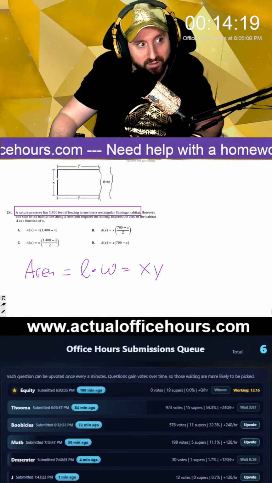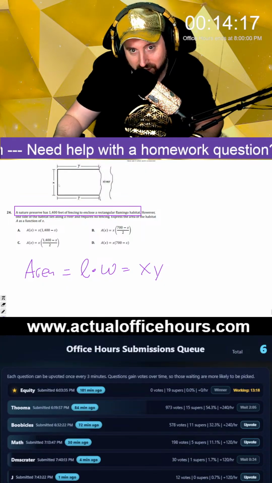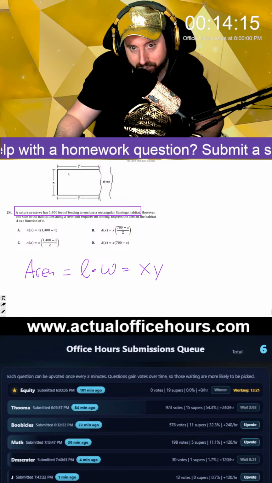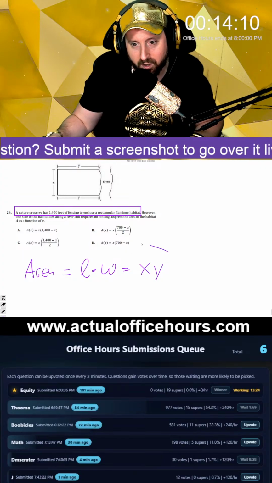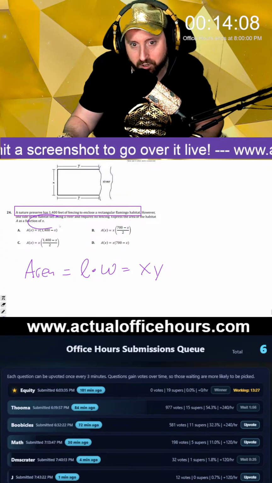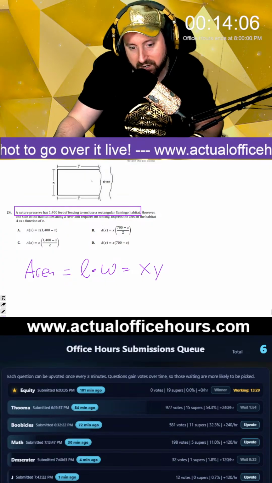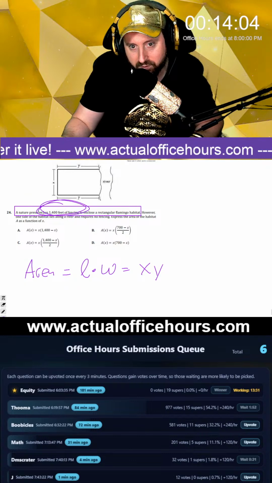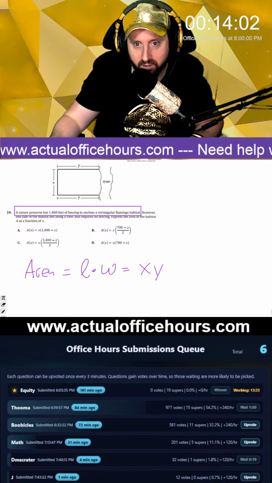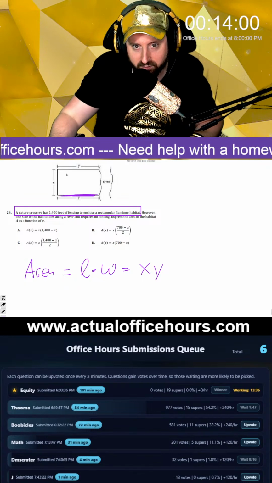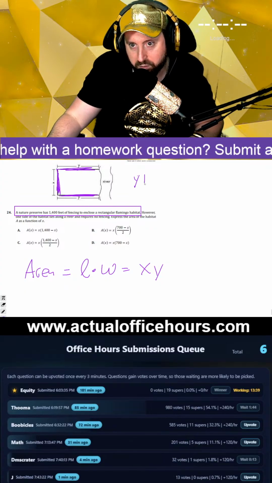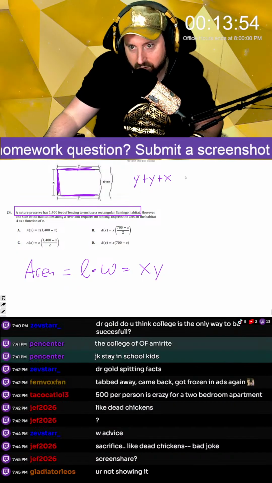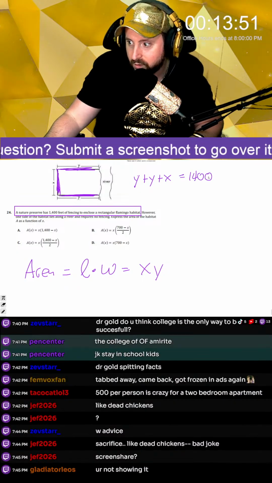This is y. This is x. The area is going to be x times y. That's probably what you're trying to maximize or something. But they want area as a function of x. So I need to use this bit of information that says that you only have so many feet of fencing. The fencing is only going to be this, this, and this. So that's going to be 2y plus x has to be equal to 1,400.